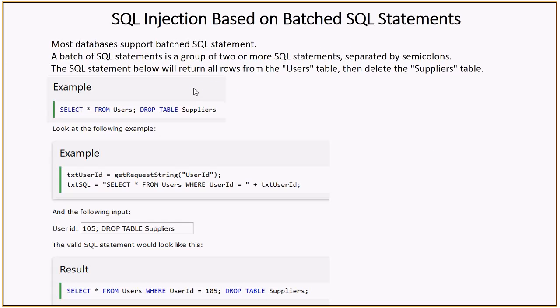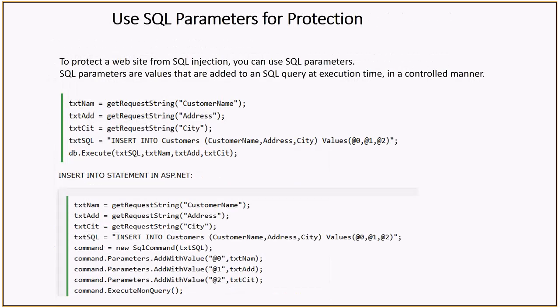Of course, this is one example with batch SQL statements. In this particular case, we can actually drop another table. So how to prevent this? One of the ways is this one, using parameters for protection. This is the example in .NET, but it can be done in any language that you are using.